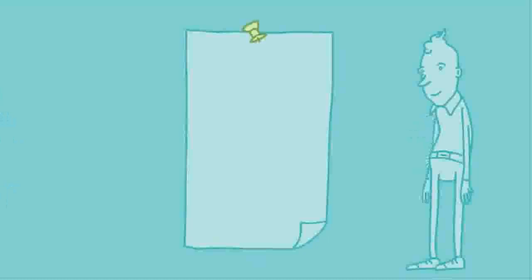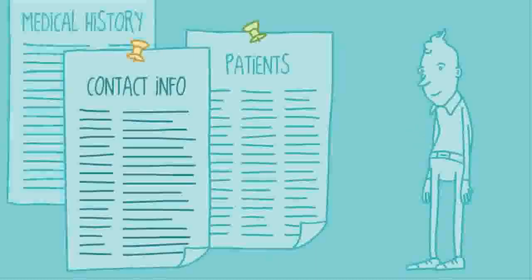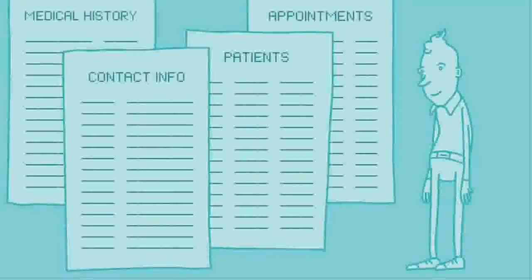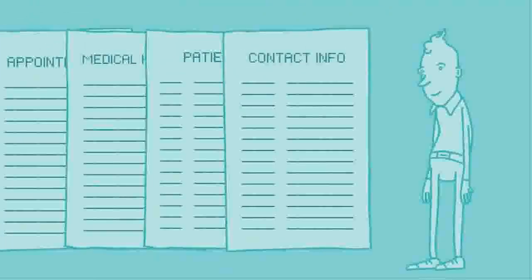Let's think about that. Before computers, what sort of paper records do you think the doctor's office kept on file? Certainly a list of patients and their contact information. Also their medical history and a list of past appointments. That's how databases work, from the simplest to the most complex. They're basically a collection of lists, not on paper but on your computer, where programs like Access make it possible to organize your data, make it searchable, and so much more.